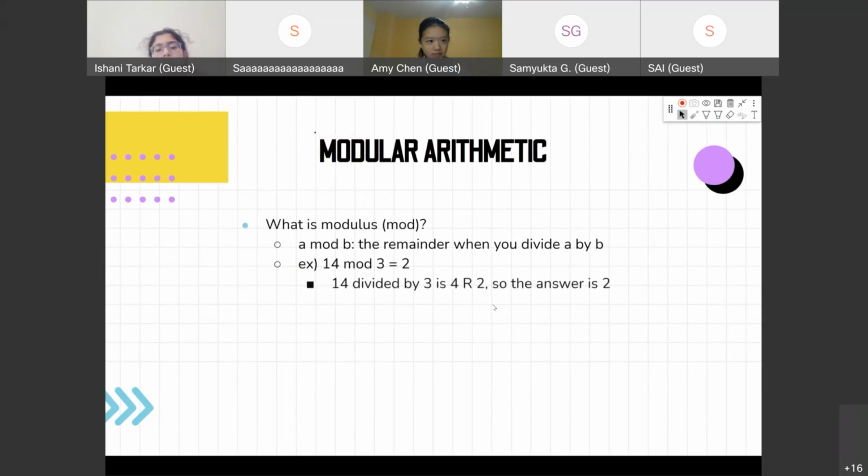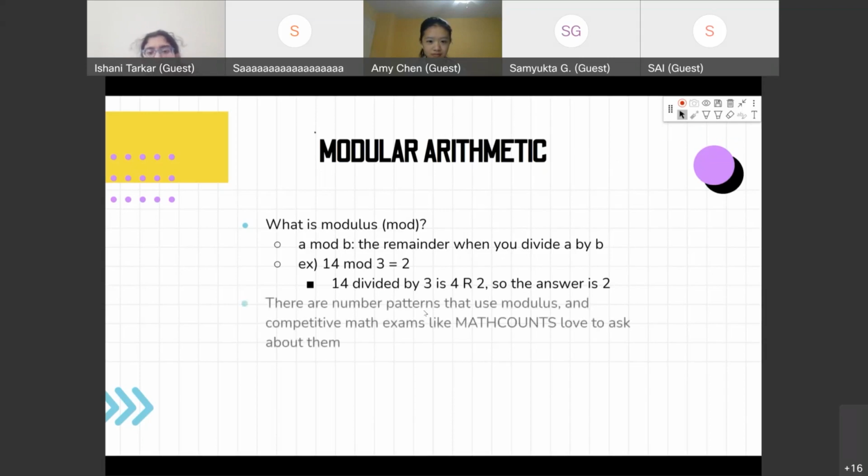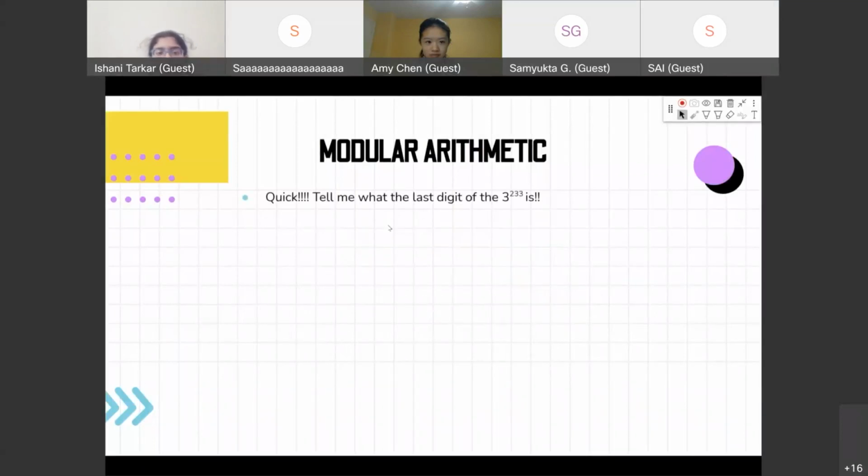When you divide 14 by 3, you get 4 remainder 2, because that 12 is removed, right? So you have an answer of 2 when you solve 14 mod 3. There are a number of patterns using modulus, and competitive math exams like MathCounts ask questions about them. Sometimes it's indirect, for example, asking for the last digit in a pattern that repeats.